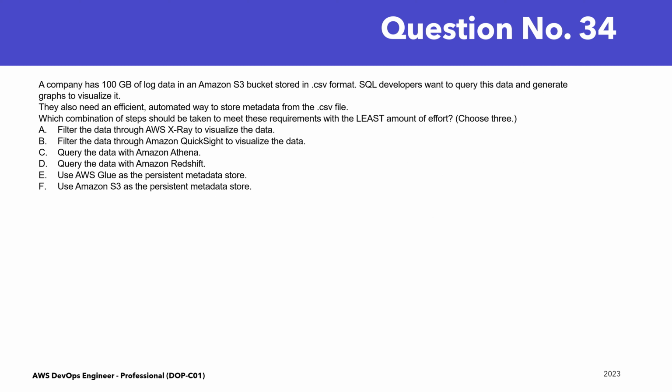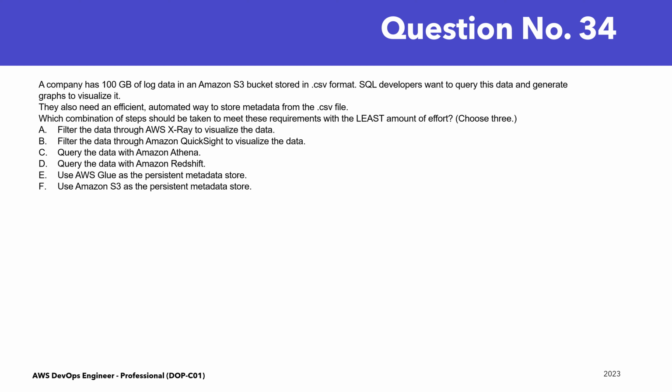A company has 100 gigabytes of log data in an Amazon S3 bucket stored in CSV format. SQL developers want to query this data and generate graphs to visualize it. They also need an efficient, automated way to store metadata from the CSV file. Which combination of steps should be taken to meet these requirements with the least amount of effort?